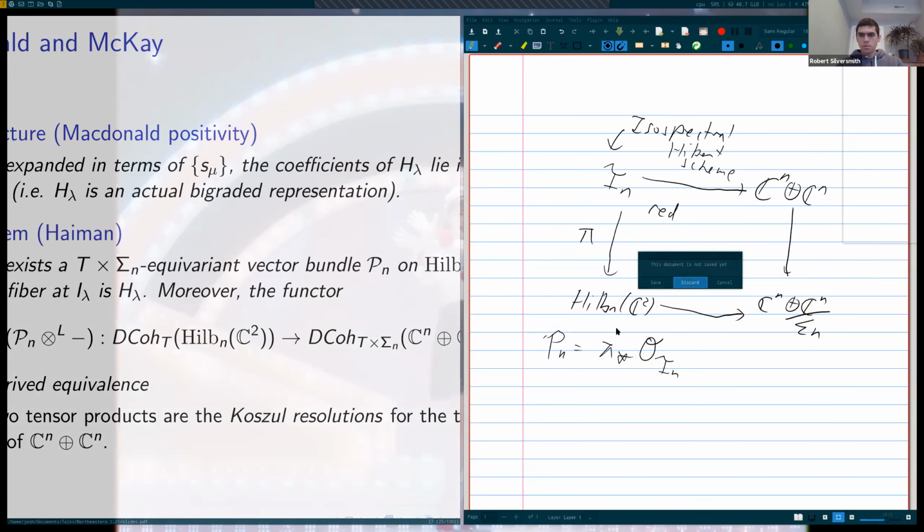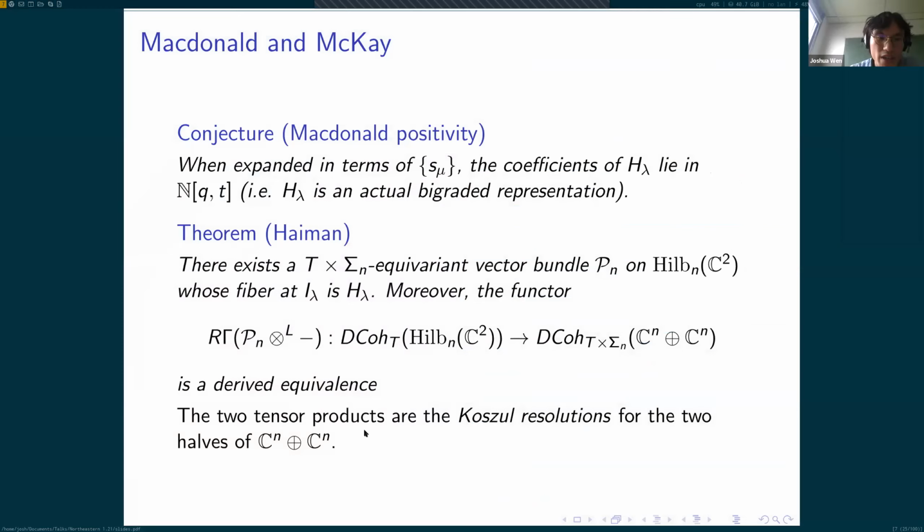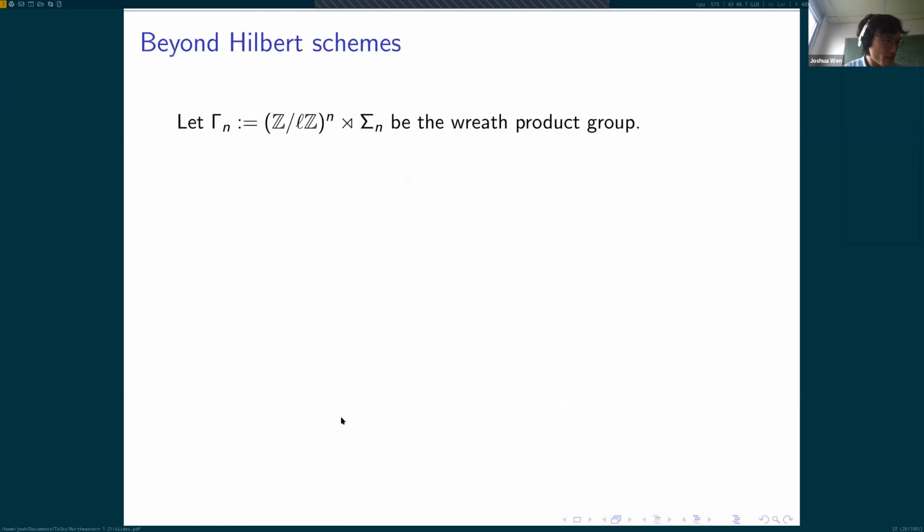Okay. Yeah, so the two tensor products, the definition of H lambda, you could kind of view as pullbacks of the Cauchy resolutions, the two halves of Cn there. I guess if I have my torus act by Q and then T here. Okay, so the Wreath Macdonald polynomials really generalize this Macdonald positivity story.